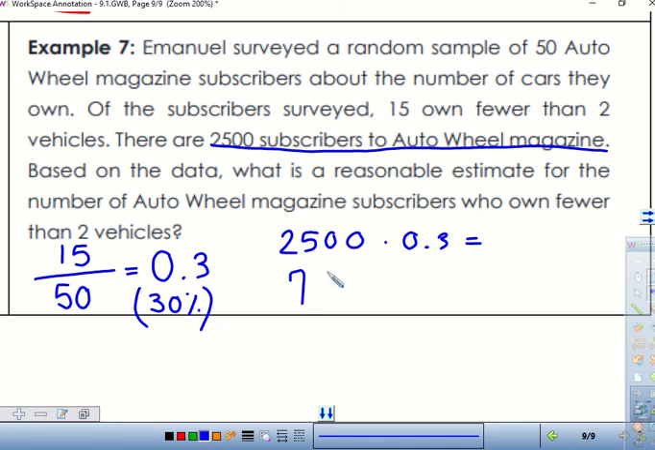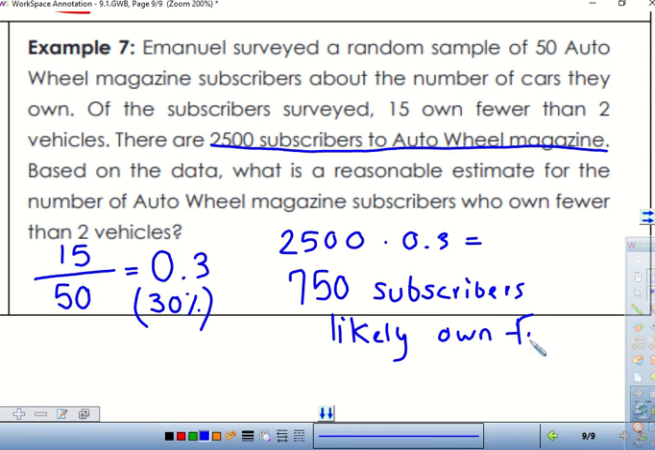So we can say 750 subscribers likely own fewer than 2. Why did I have to say likely? Because it's not an exact number. Yeah, we didn't survey all of them. In this case, you probably could have, but yeah, likely. And we could survey them all and compare it. So you have the rest of the period.